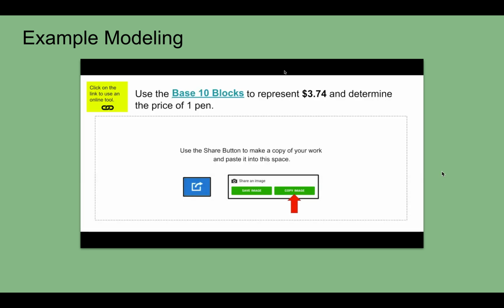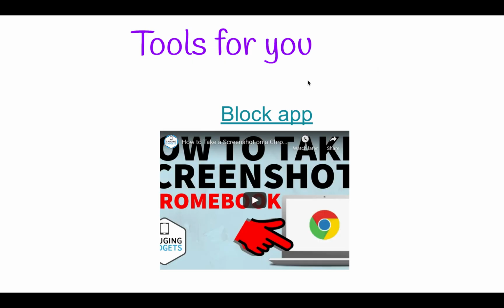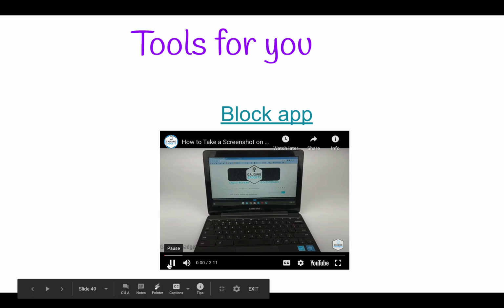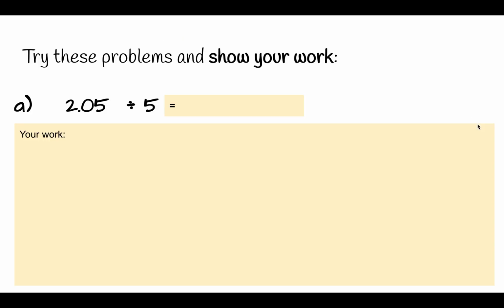So what are we going to do today? Let me show you. So I'll give you your tools, the block app. You can click right here. It'll take you to the blocks. And there's a little video here of how to take a screenshot if you need that.